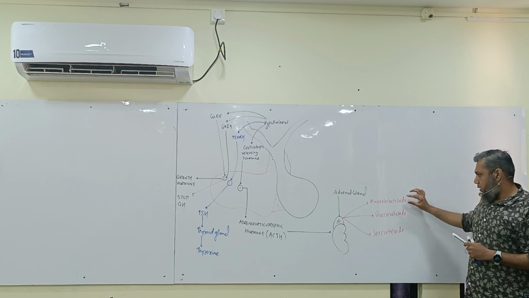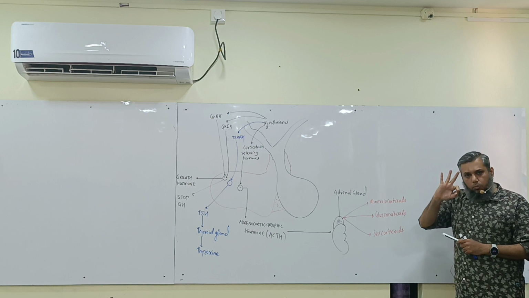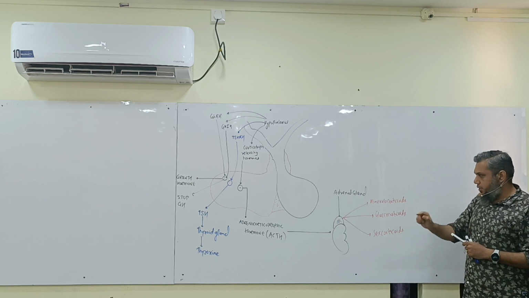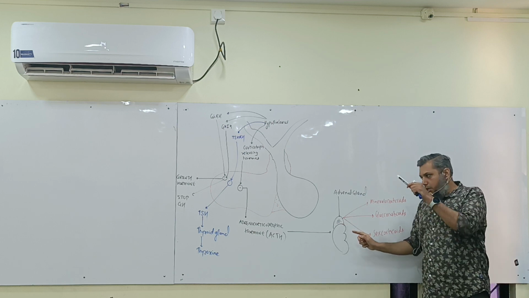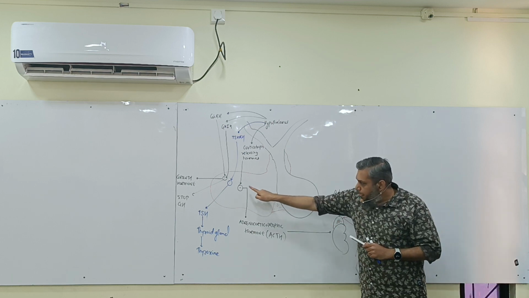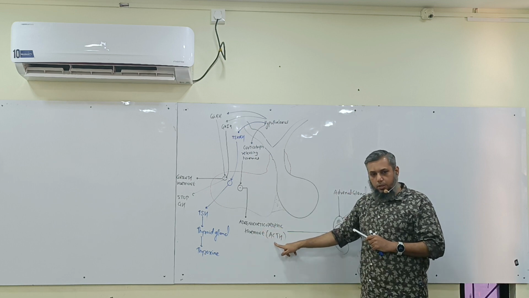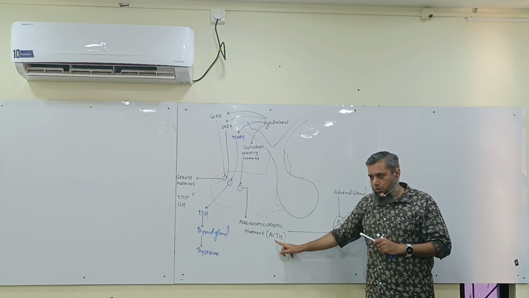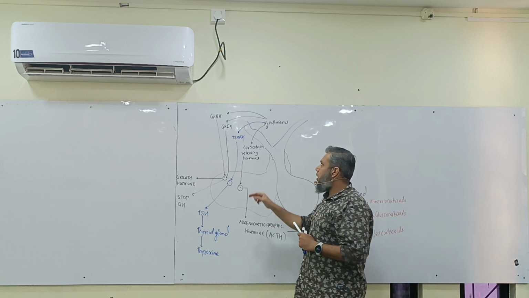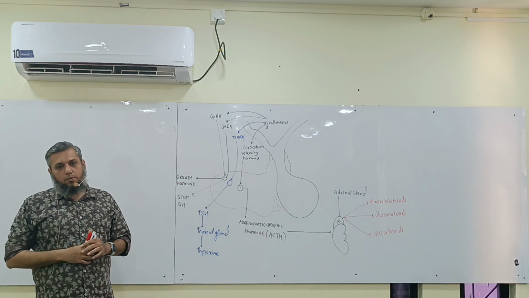Okay, so mineralo, gluco, sex, ये 3 हार्मोन का ग्रुप हो गया। ये किसके हार्मोन्स है, एड्रिनल ग्लैंड के। ये कब रिलीज होंगे, जब एंटीरियर पिट्यूटरी रिलीज करेगा ACTH, that is adrenocorticotropic hormone. And वो कब रिलीज होगा? जब हाइपोथैलेमस सिक्रीट करेगा corticotropic releasing hormone.